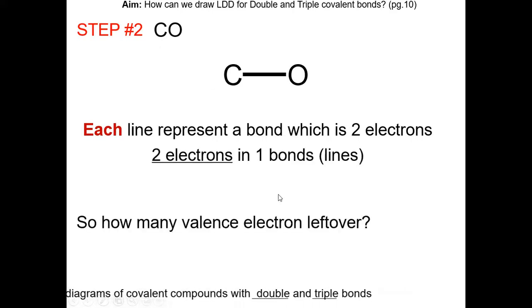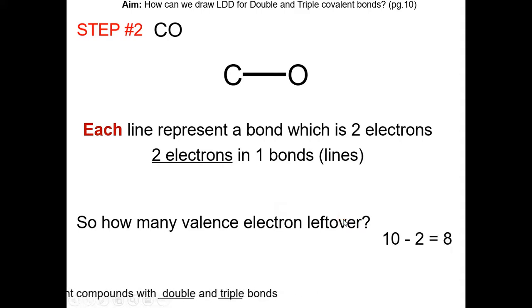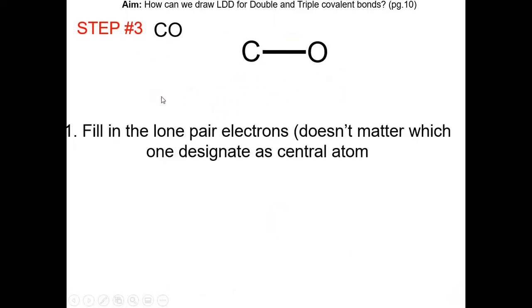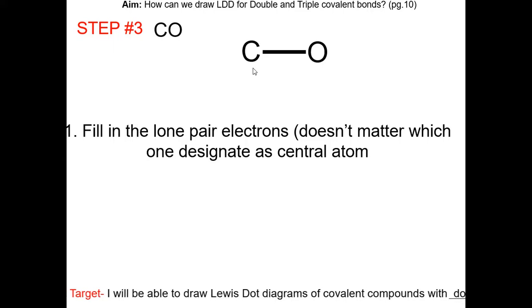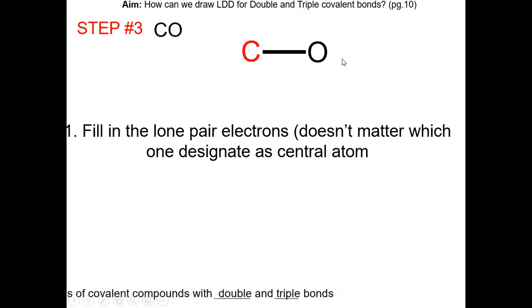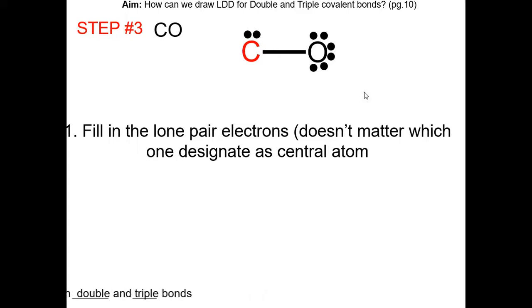So how many valence electrons are left over? In the beginning, I had 10 electrons, so 10 minus 2 is 8. We still have to put these 8 electrons somewhere on this molecule. Now I'm going to designate the carbon as the central atom by highlighting it in red. It does not matter which atom you designate as the central atom. If you designate oxygen, you'll still get the same answer. So now I'm going to place 6 electrons on the non-central atom and place the rest onto the central.